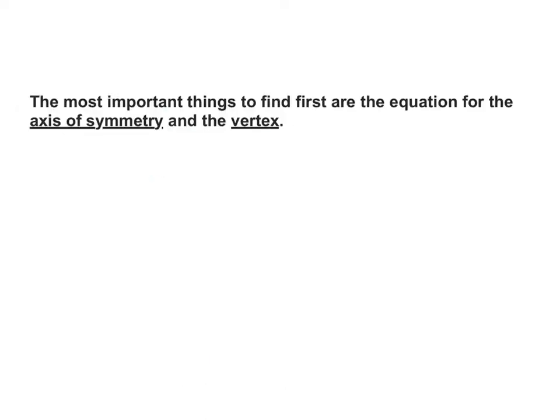Now, here's sort of the steps. The most important things to find first are the equation for the axis of symmetry. I can't stress enough that the axis of symmetry is an equation. Okay, it's a vertical line, which means it's x equals something. And we'll talk about what that something is in a second. And then the vertex, that bottom point, or the top point if it opens upside down, that vertex that lies on the axis of symmetry. Every time we're doing a graph of a quadratic function or a graph of a parabola, we need to identify those things.